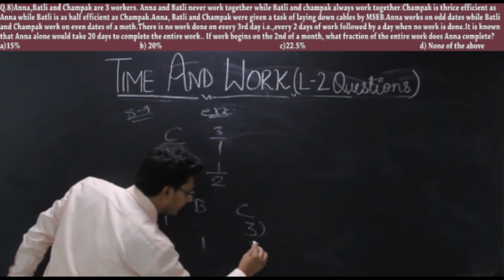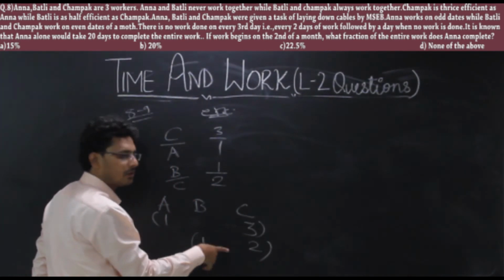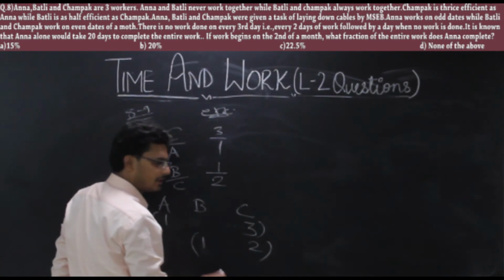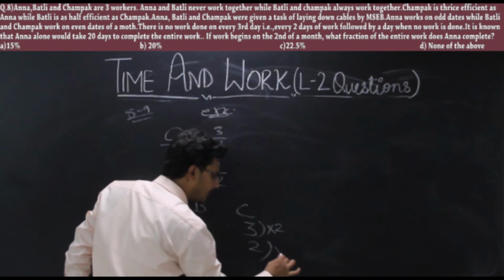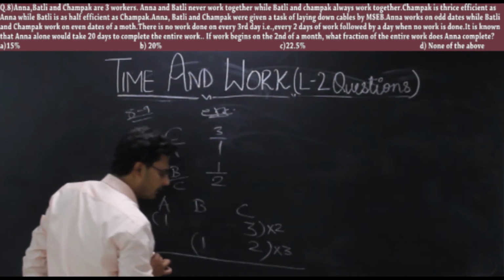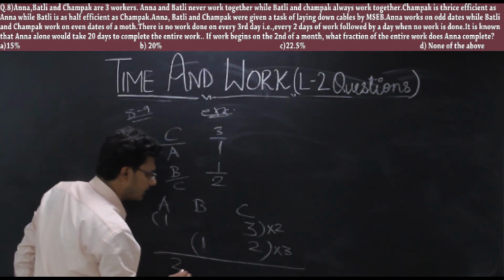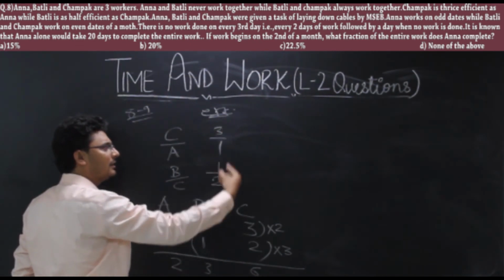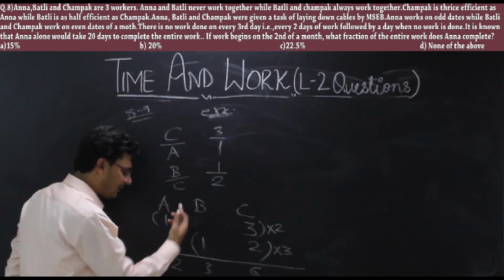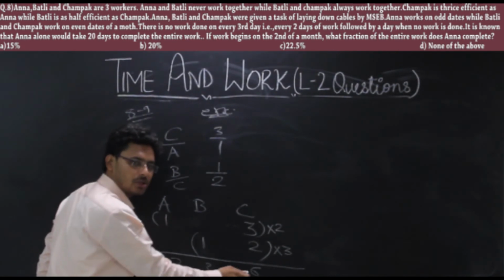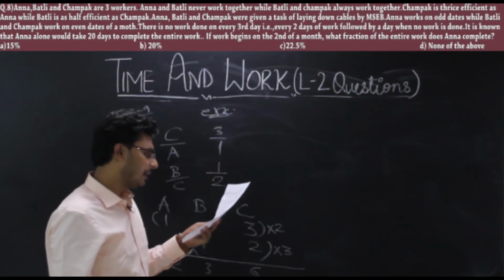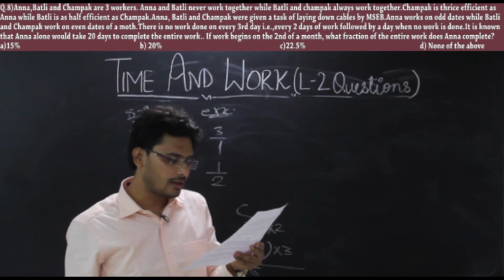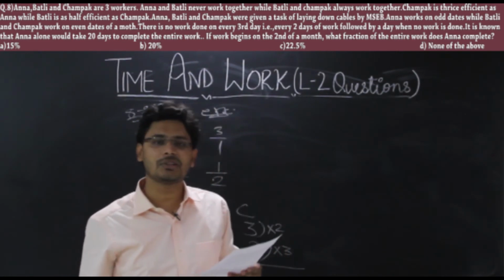But as the C value has to be the same on both sides, I'll make them the same. So the LCM of 3 and 2 is nothing but 6, so I'll multiply this value with 2 and this with 3. So this is 2 ones are 2, this is 3 ones are 3, and this is 6. You can make them 6 here also. So the final efficiency ratio is A:B:C = 2:3:6. And he also says in the last line that Anna alone would have taken 20 days to complete the work.